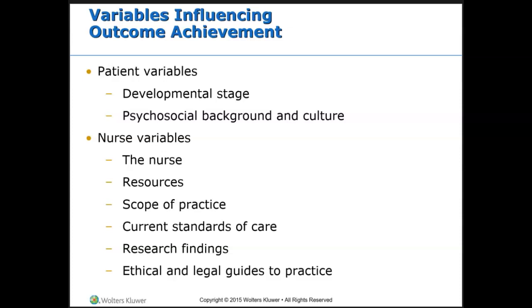Variables influencing outcome achievement. Okay, there are certain variables that can influence our patients' outcomes. These include accurately identifying your patient's developmental stage, so as to implement the correct interventions and to identify the psychosocial needs of the patient, so as to not implement ineffective interventions or interventions that the patient is not willing to do and participate in. They're not going to do them. So why, right? We talked about that.